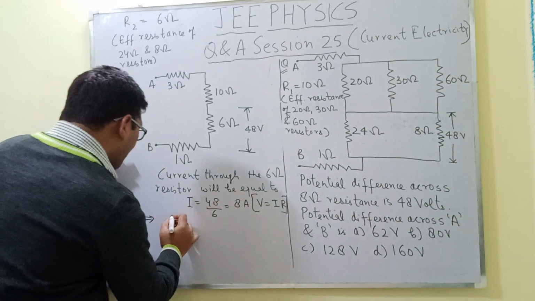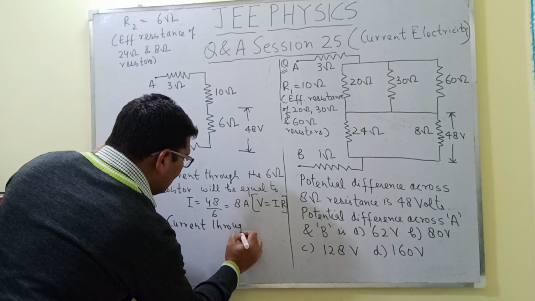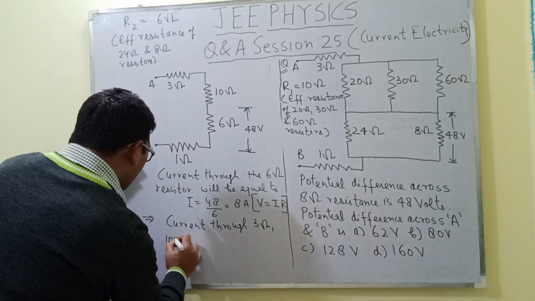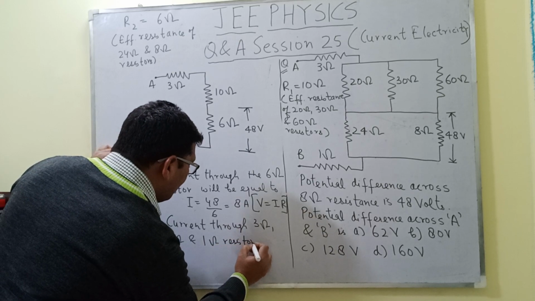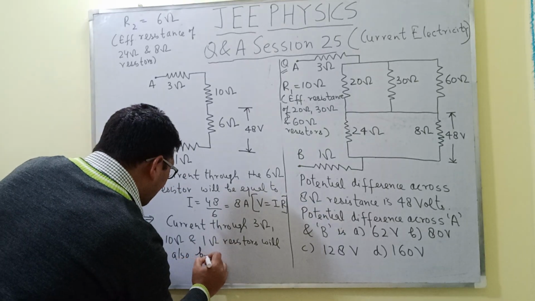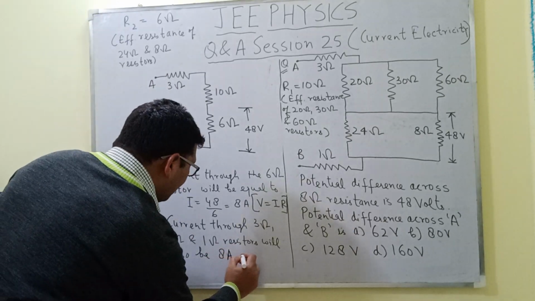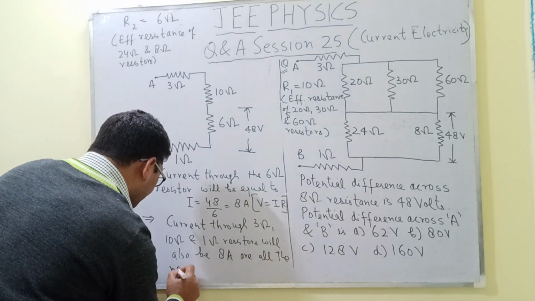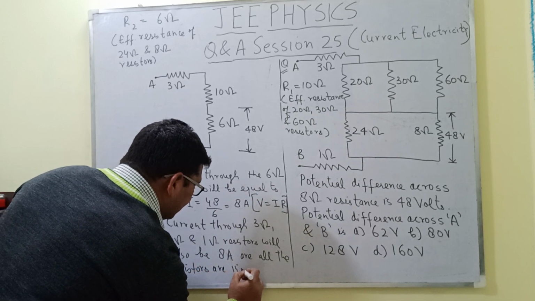So it implies that current through 3 ohm, 10 ohm and 1 ohm resistors will also be 8 ampere, as all the resistors are in series.